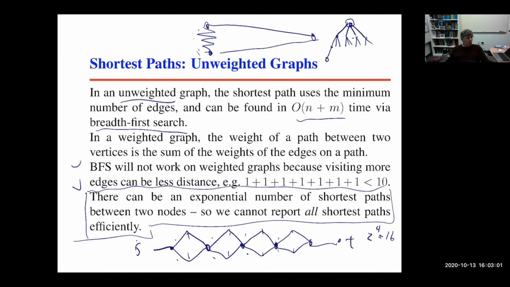Sometimes you want all shortest paths. If so, then you need to do something that might be exponential. We'll talk about that when we talk about backtracking, which I think is the next thing we're going to do, okay, after we finish graphs. Any questions?